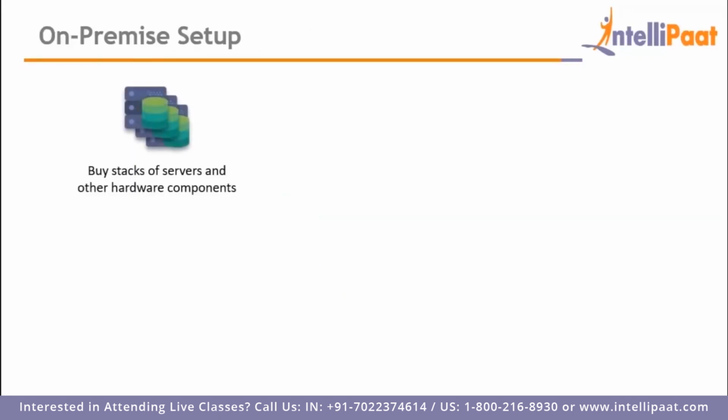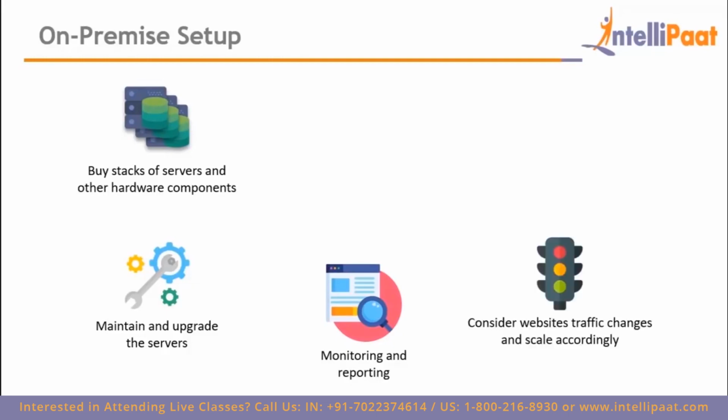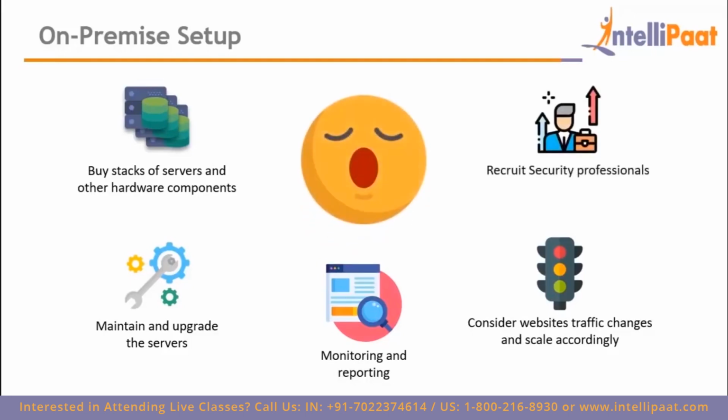So the first thing a company does is they buy stacks of servers and hardware components. The second thing is they have to maintain and upgrade the servers and databases and the hardware components according to their needs. Then they have to keep on monitoring and reporting. They have to have reports in order to upgrade or downgrade the software and the hardware. And finally, they have to consider traffic of their applications or their websites in order to scale. Then finally, they have to recruit top security professionals so that they can handle incoming unauthorized accesses and threats.